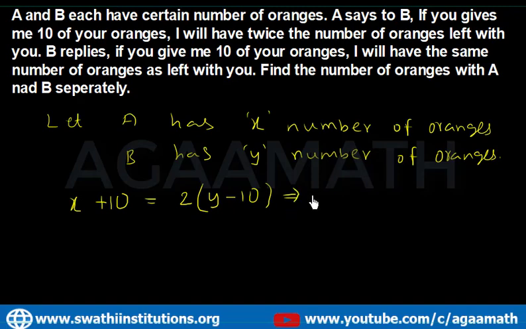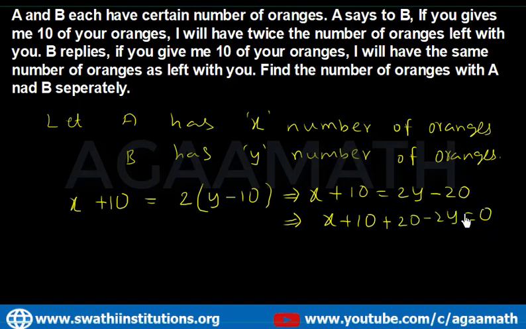Then if you simplify that, x plus 10 equals 2y minus 20, 2 times y and 2 times 10. That gives x plus 10 minus 2y plus 20 equals 0. If I simplify more, I get x minus 2y equals to 10 plus 20, 30. Transfer this side, it gets minus 30. This is equation 1.